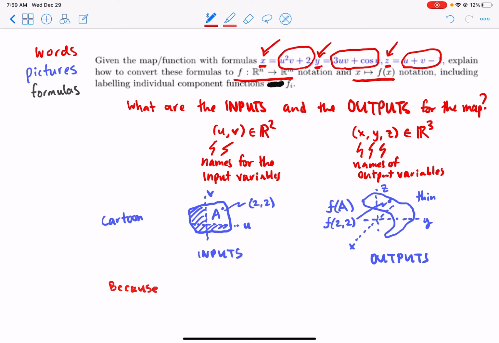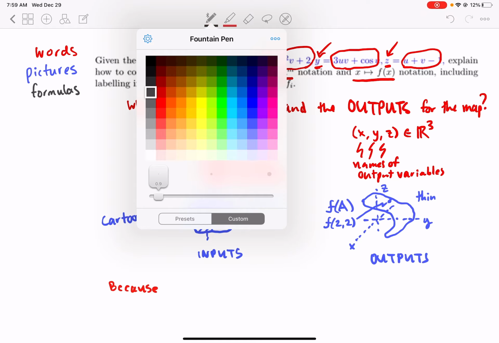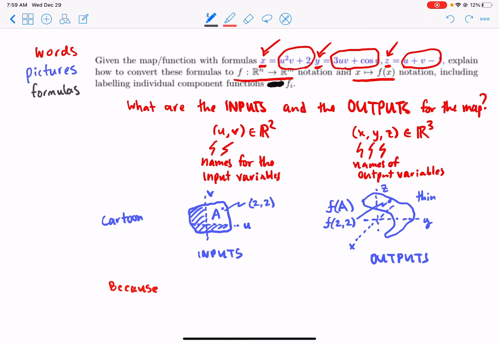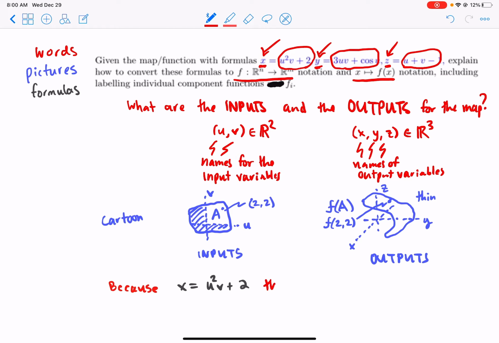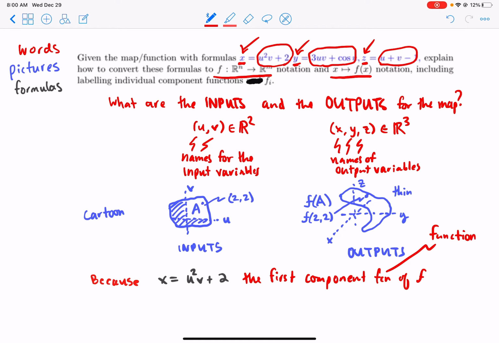Because, well, now I'll switch to formula color. Formulas, maybe in this color. Because of this, because x equals u squared v plus 2, then the first component function of f, by the way, this is an abbreviation for this long word function.